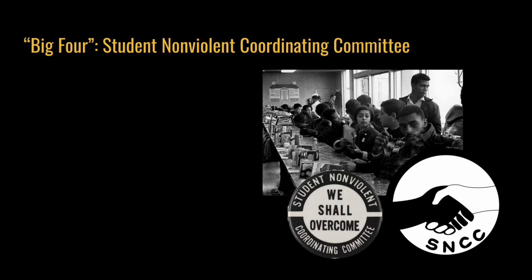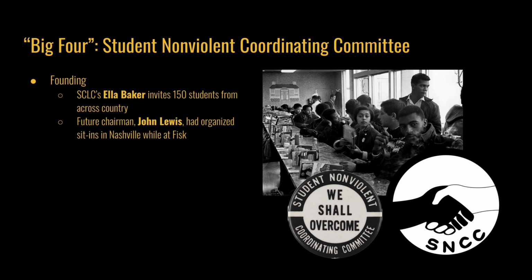The last of the big four civil rights organizations is SNCC, or the Student Nonviolent Coordinating Committee. It was founded in 1960 by the Southern Christian Leadership Conference's Ella Baker when she invited 150 student activists from across the country to her alma mater, Shaw University in Raleigh, North Carolina. Baker envisioned a new type of civil rights group, one that was more decentralized and grassroots-driven than existing organizations. Her emphasis on participatory democracy inspired young activists to take leadership roles in their communities, shaping the ethos of SNCC.